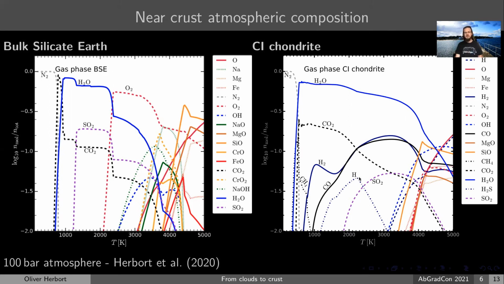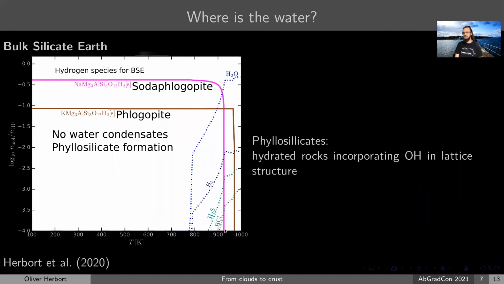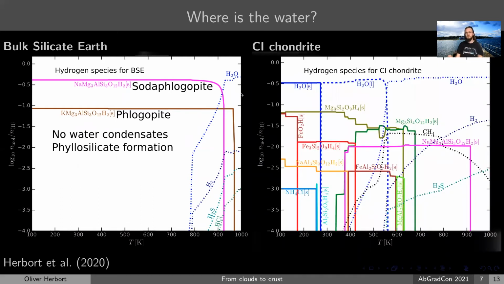If we now want to investigate where the hydrogen itself goes, that's what I show you here in the range of 1,200 Kelvin, where the water gas is getting lower and lower in abundance, and all of the hydrogen is forming sodaphlogopite or phlogopite. Those are two phyllosilicates, so hydrated rocks that incorporate OH into their lattice structure. If we look at the CI chondrite model, we see a huge variety of different phyllosilicates that incorporate a lot of the hydrogen, but there's still enough hydrogen left that we can form liquid water over these phyllosilicates, which need to be saturated.